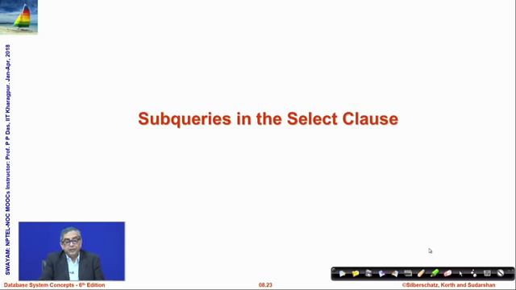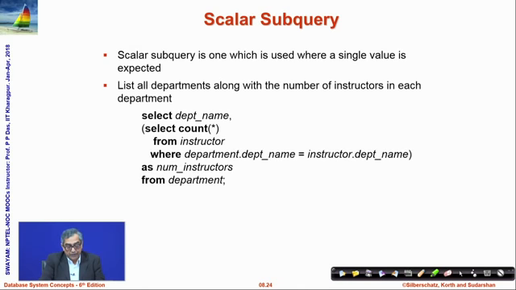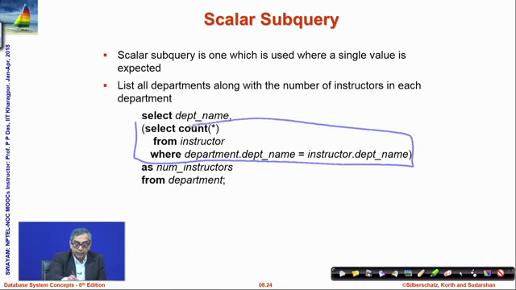We move on to subqueries in the select clause finally. A scalar subquery is one where a single value is expected. So, we can very easily use that in the select. So, look at this part, which is the subquery. You are saying list all departments along with the number of instructors each department has.